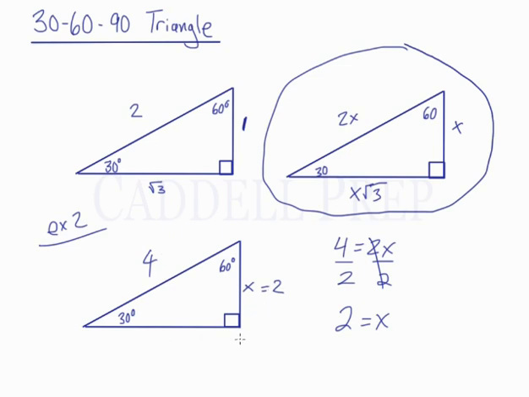If you want to find the measure of this side, well, this is across from the 60-degree angle, and across from the 60-degree angle is x radical 3. So that means this side is x radical 3. And we solve for x. We know that x is 2. So this would be 2 radical 3. So we were given a hypotenuse of 4. From that we determined that x is 2. And now we're able to figure out the other two sides by using this diagram.